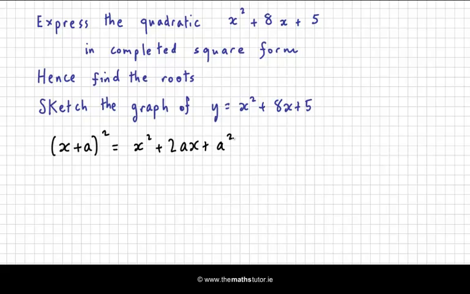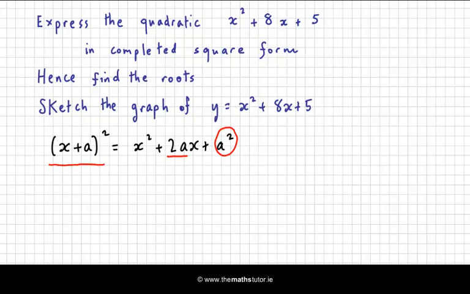And you'll notice that the coefficient of x in this part here, if we divided that by 2 we would get a, and then we square it and we will get this constant bit at the end. So to get this constant bit at the end, we just divide our coefficient of x by 2 and then we square it. And that will give us something of this form.